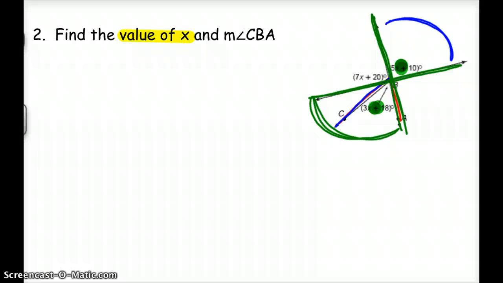We need to write an equation to find the value of x. This angle here and this angle here form a straight line. They are a linear pair, and linear pairs, when they form a straight line, they equal 180 degrees.